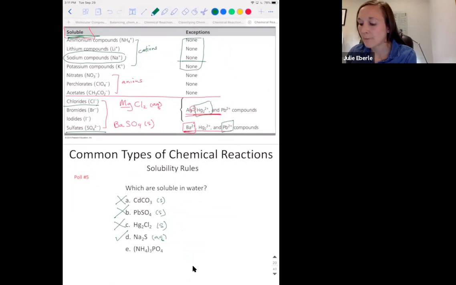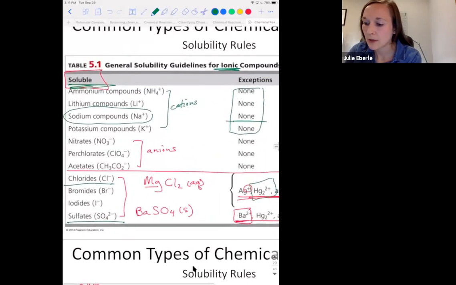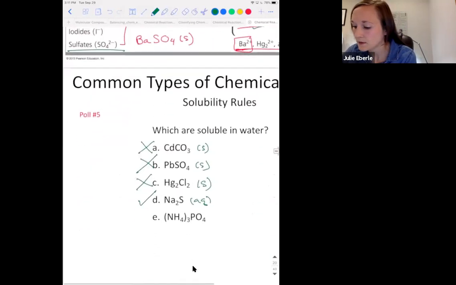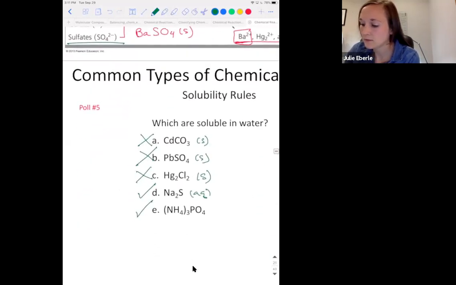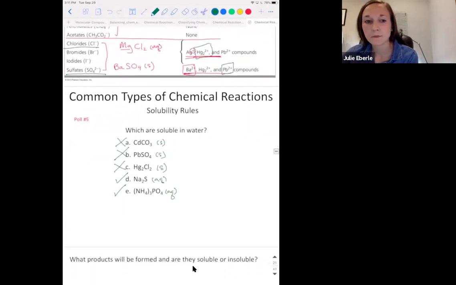Lastly, ammonium phosphate. Looking up here, ammonium compounds are soluble, and guess what? There are no exceptions, okay? So this one would be soluble, and it would be aq. Okay, so there's that. So questions on how to do solubility rules, questions on how to identify if something is a precipitate reaction or not.